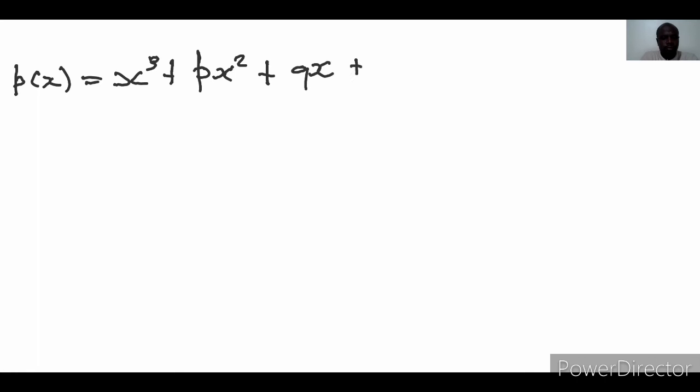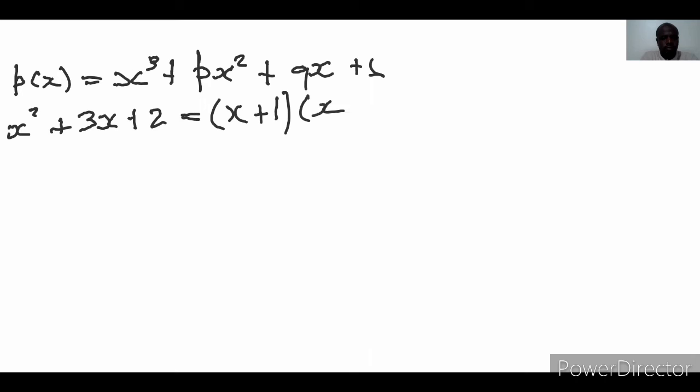So we have p of x, which is equal to x cubed plus px squared plus qx plus 6, and x squared plus 3x plus 2 will be equal to (x plus 1)(x plus 2) by factorization.